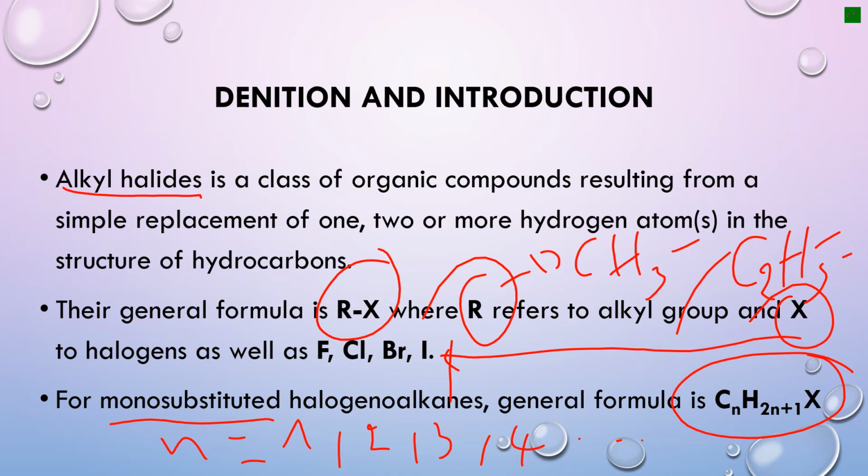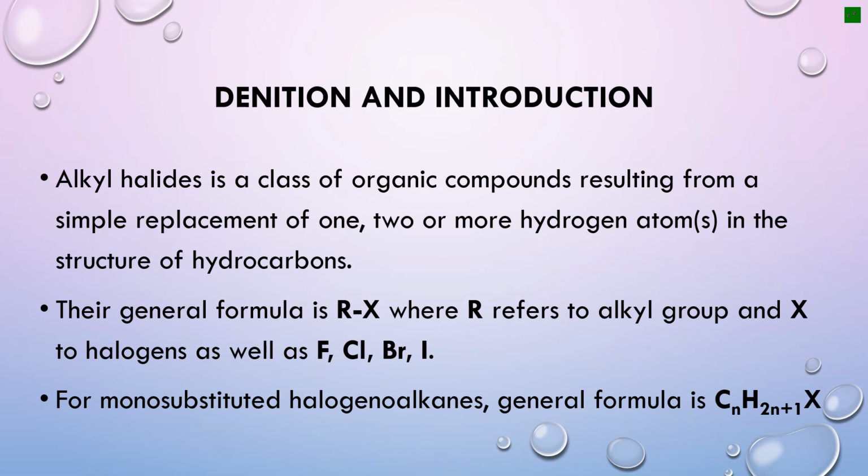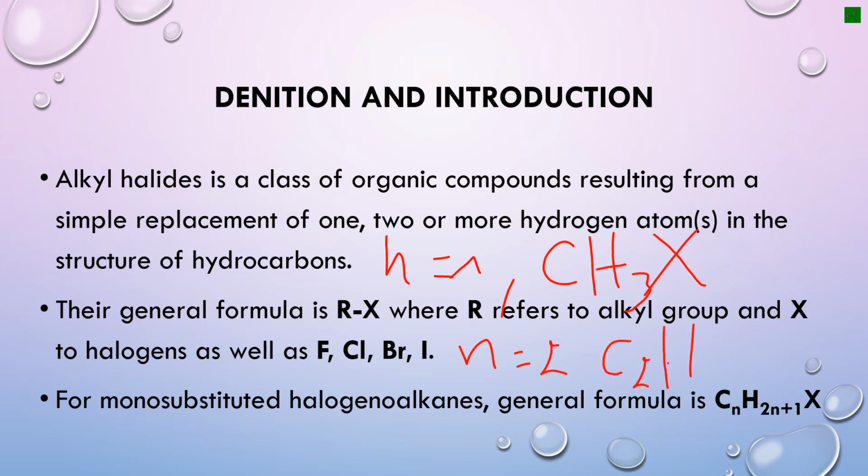If n is equal to 1, the formula of the alkyl halide will be CH3X. You can calculate. But if n is equal to 2, the molecule will be C2H5X. And then if you understood it, you can try it when n is equal to 3. What will be the formula of the alkyl halide?